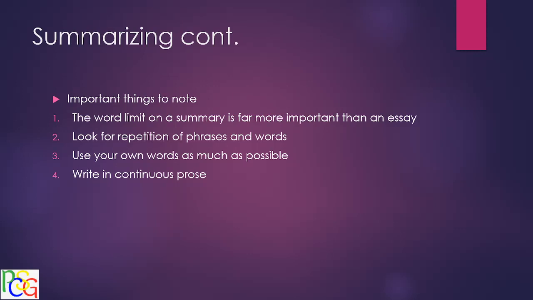So writing in continuous prose means that you organize your writings into fluently connected words, sentences, and paragraphs. So it's just not point by point. Usually 2 paragraphs is enough when you're doing like 120 words, and 120 words is the usual amount to summarize to.